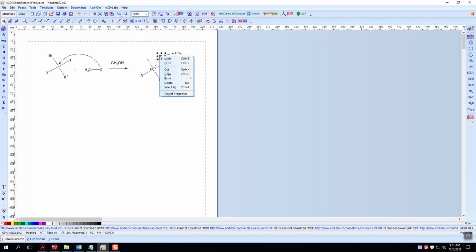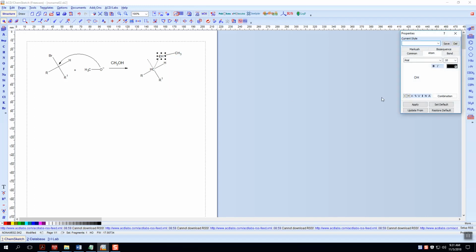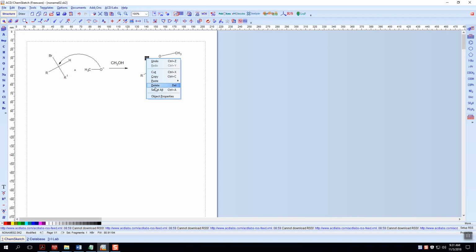I'm going to go ahead and do object properties on this. And I'm going to click on just one of them. Click on show. Hit apply. Oh, that's the one I want to get rid of. So I want to go back over here where this is. And what I want to do, I hit the wrong one.